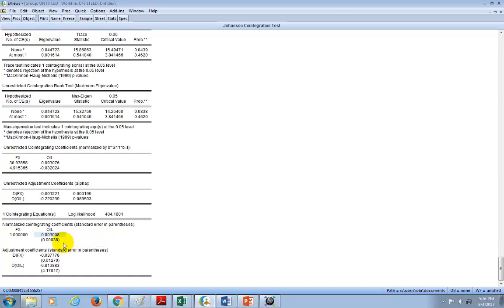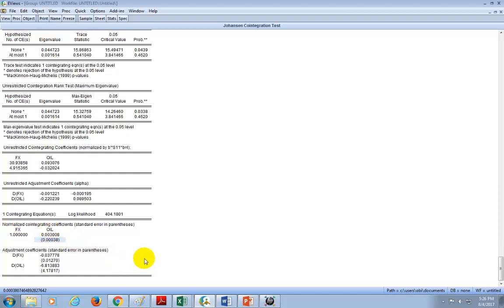And based on this standard error right here, we can determine the t-statistic by dividing this coefficient of 0.003008 by this value, and that's going to come up to be close to 8. Of course, at any conventional level of significance, we're going to reject the null hypothesis and conclude that truly there is a long-run relationship between exchange rates and oil price.